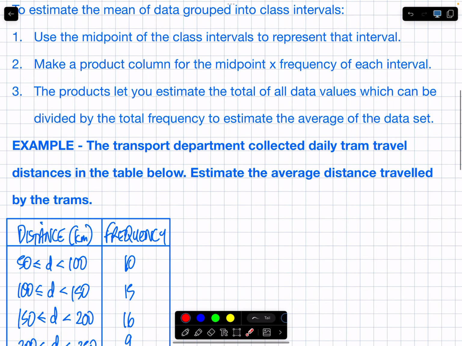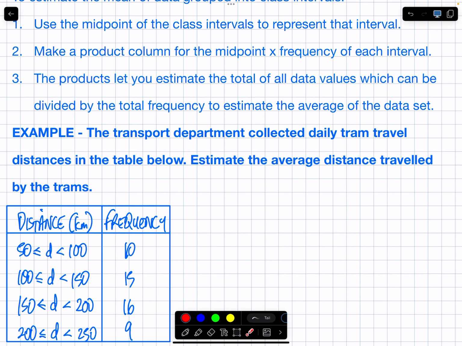So can you please get those 3 steps down? This example and that table. And then I'm going to show you how to estimate the average if your data looks like this. And then I'll shut my mouth.